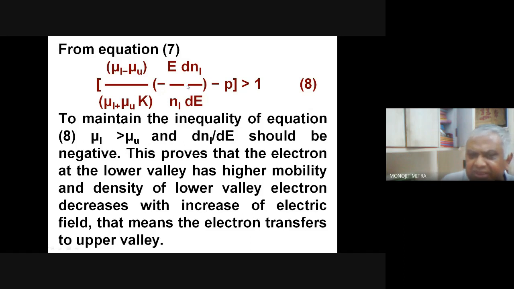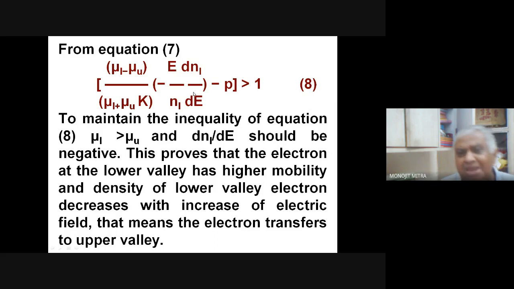And the other thing is that dnL by dE itself should be negative. Why? Because I just told you that with the electric field, the concentration of lower valley electrons will decrease and the upper valley will increase. So dnL by dE, that is the change in concentration of lower valley electrons with electric field. As it is decreasing, dnL by dE should be negative. Then only we can say it is decreasing. So if dnL by dE itself is negative, then that negative and this negative, which is already there, make it positive. And in that case, if mu U is greater than mu L, then a negative sign will come here, which makes the whole thing negative. I hope that you can understand.